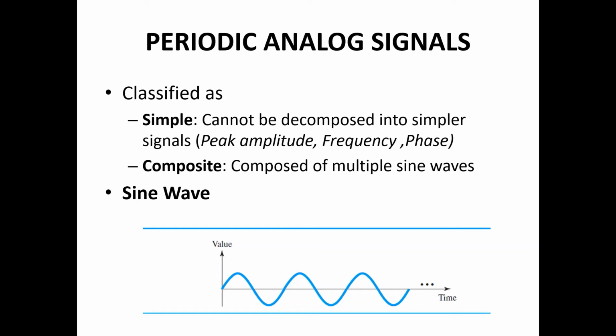Bandwidth: the range of frequency in a composite signal is called bandwidth. For example, if a composite signal contains waves with a frequency ranging from 2000 to 4000, then the bandwidth would be 4000 minus 2000, that is equal to 2000 hertz. So that's all about simple and composite analog signals.